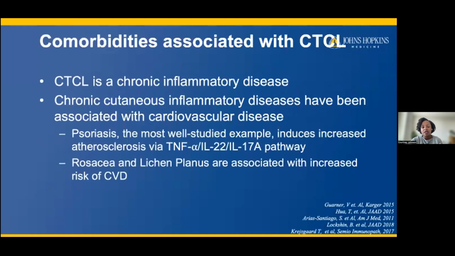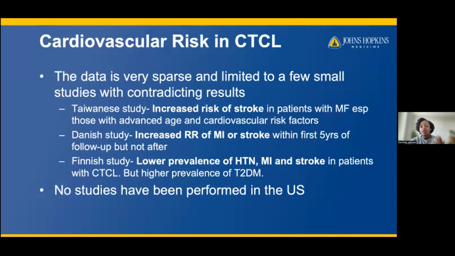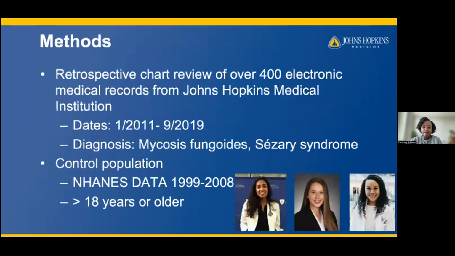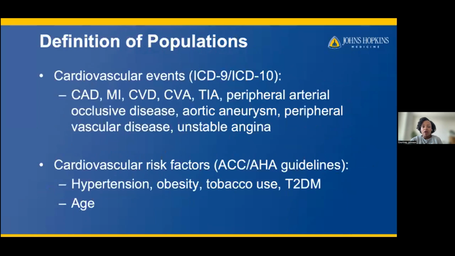We know CTCL is a chronic disease. We know other chronic diseases such as psoriasis, rosacea, and lichen planus also have increased comorbidities such as cardiovascular disease. And so we asked a very simple question: do our patients with cutaneous T-cell lymphoma show higher rates of cardiovascular disease? We looked around the literature, and there's very little out there. Most of the studies that were done are outside of the United States. So we did a retrospective chart review of our patient population, and here are some of our statistics, our background, methods, and how we defined our cardiovascular events.